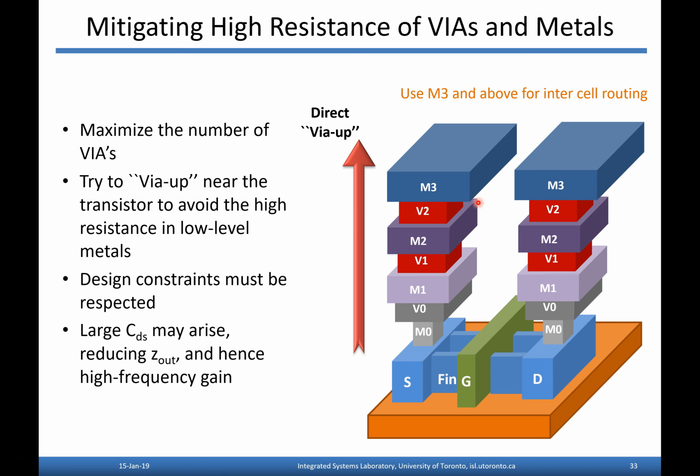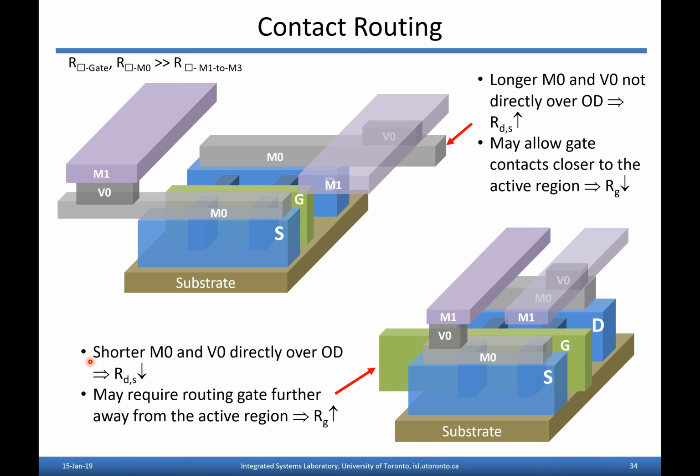So for example, the way it's shown here, you're going direct via up as close as you can to the transistor, right on top of the source and drain region, if it's allowed, or as close as possible anyway. But what you'll end up with is CDS, a direct drain to source capacitance that, if you're an analog designer, appears right in parallel with your RDS. So at high frequencies, it could kill your gain. So that's a tough trade-off to make.